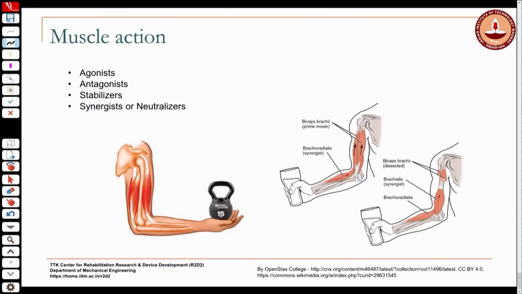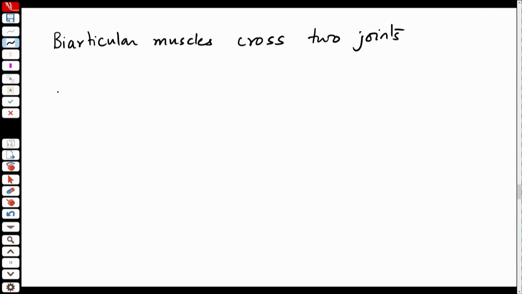So, now you know what is concentric action, eccentric action and isometric action. There is some terminology. Muscles are referred to based on the activity they are performing. Some terminology that is used to describe the muscle action. So, when a certain action is performed, you may call some muscles the agonists, stabilizers, or you also have synergists or neutralizers. So, I will explain these terms.